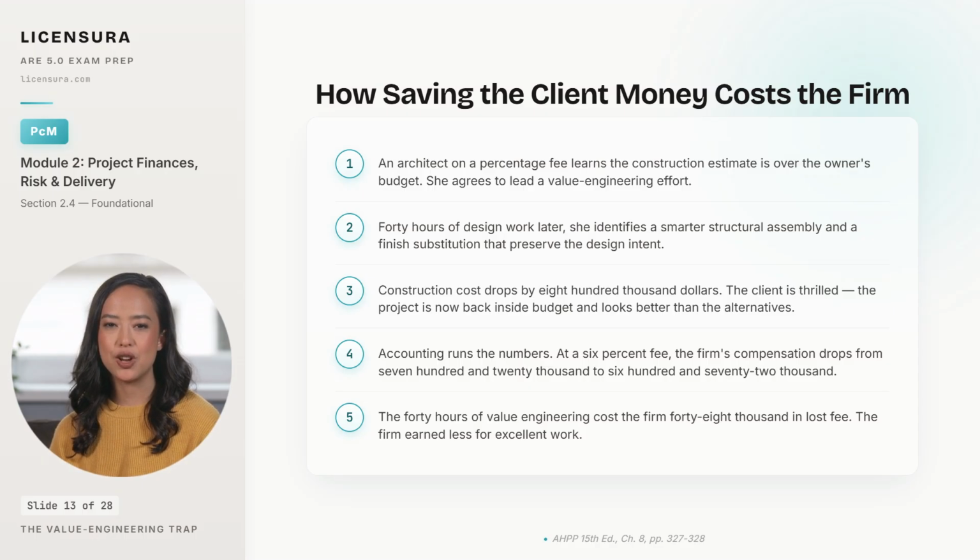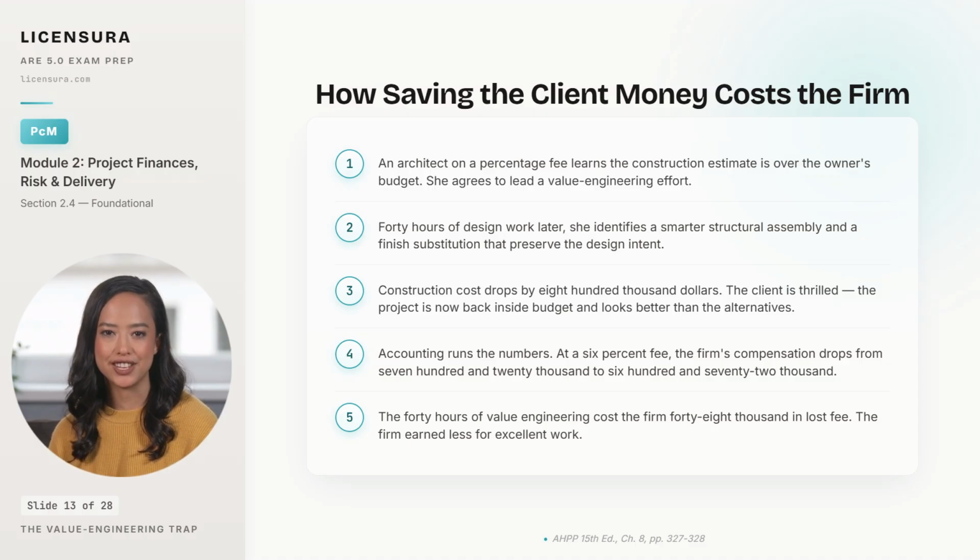The construction cost drops by $800,000. The client is thrilled. The project fits the budget, and the design is arguably better than the original. Then, accounting runs the numbers on the fee. At a 6% rate, the firm's compensation drops from $720,000 to $672,000. The 40 hours of value engineering cost the firm $48,000 in lost fee. Repeat that pattern across enough projects, and the firm is staring at bankruptcy. Not because the work was bad, but because the fee structure punished the work.